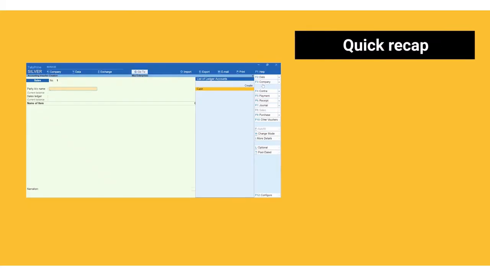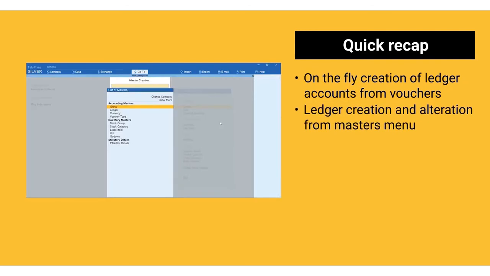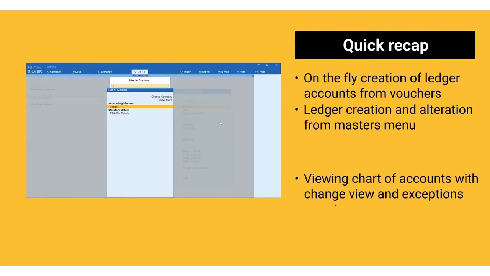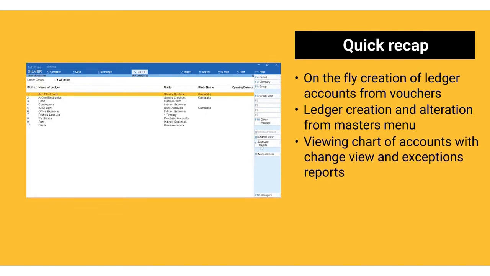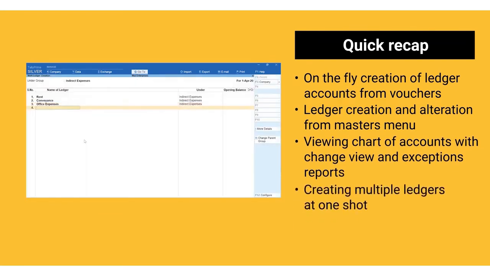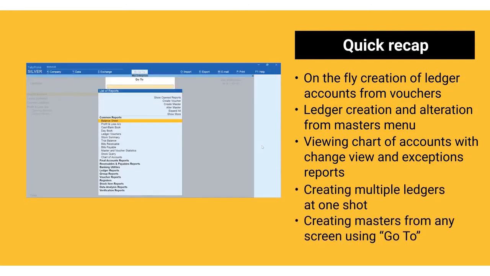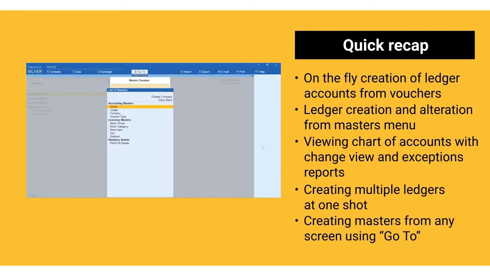Alright, here is a quick summary of things we learned. On-the-fly creation of ledger accounts from vouchers. Ledger creation and alteration from the Masters menu. Viewing chart of accounts with change view and exceptions reports. Creating multiple ledgers at one shot. Creating masters from any screen using GoTo.